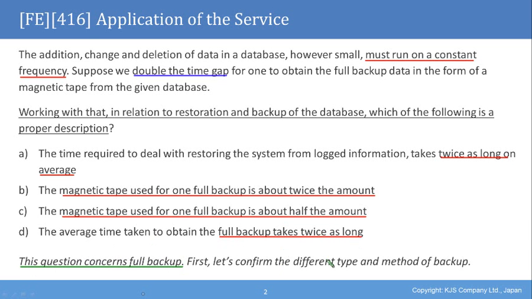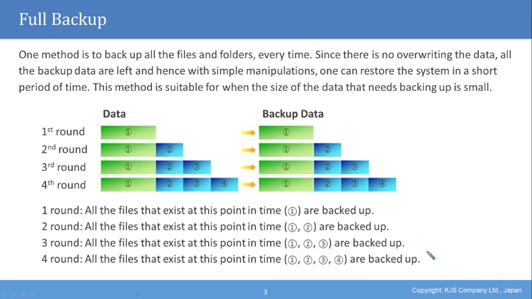First of all, we have to confirm the different types and the methods of backup that are available to us. So first we'll begin by looking at what is a full backup. One method is to back up all the files and folders every time. Since there is no overwriting the data, all the backup data are left, and hence with simple manipulations one can restore the system in a short period of time. This method is suitable for when the size of the data that needs backing up is small. So we're talking about small data.